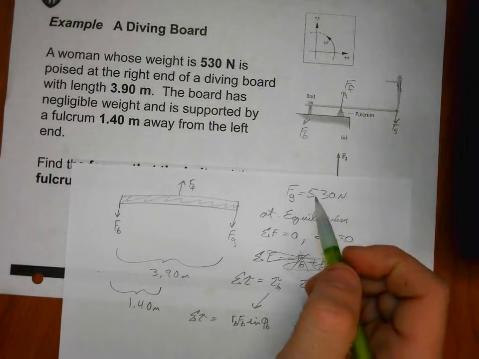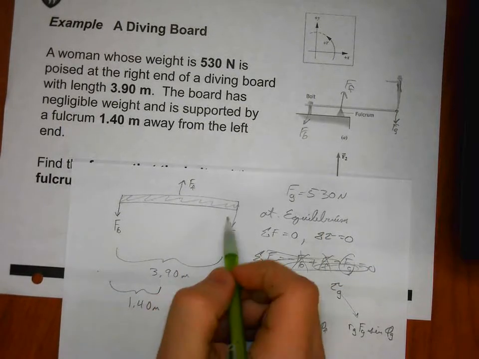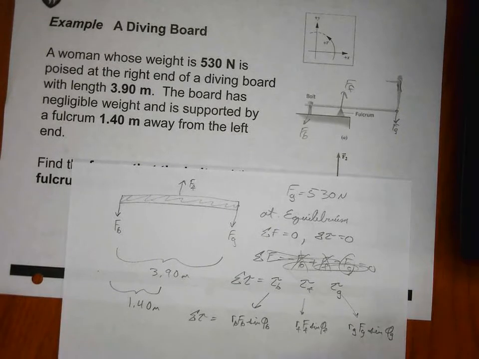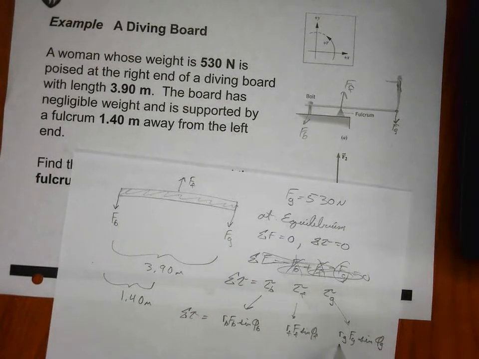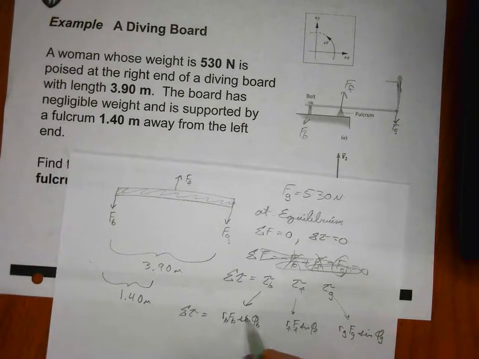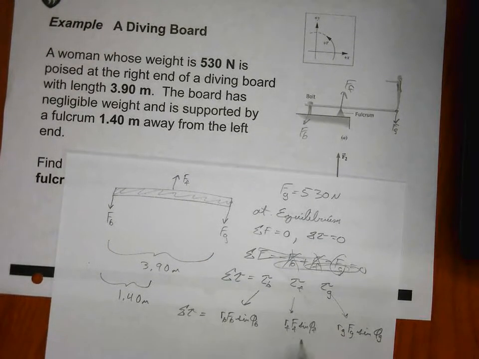If we were to choose the axis being where the person's standing, then that R is going to be 0, and this term's going to go away, and then we're left with two unknowns here, the force of the bolt and the force of the friction. That does no good for us. We need to use our axis to eliminate one of these unknowns.